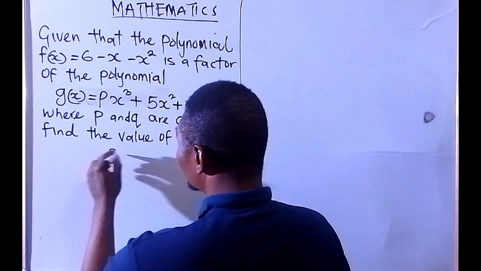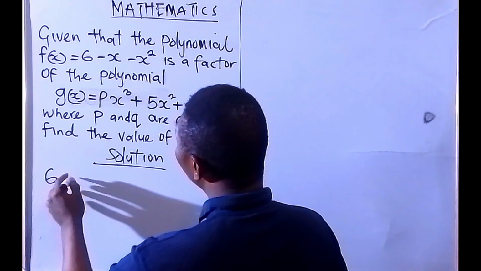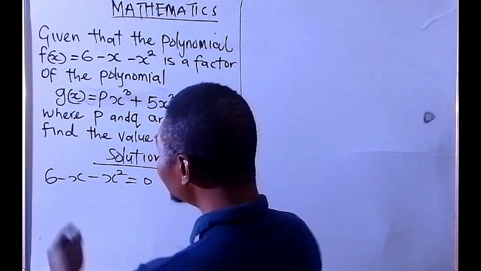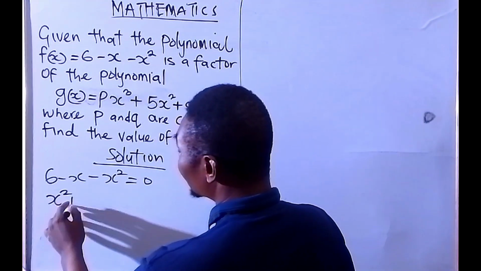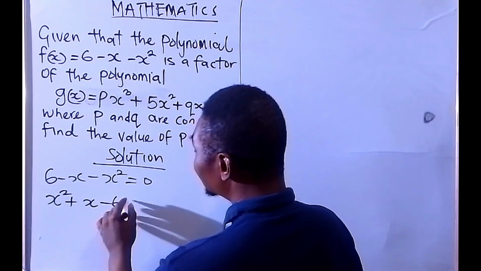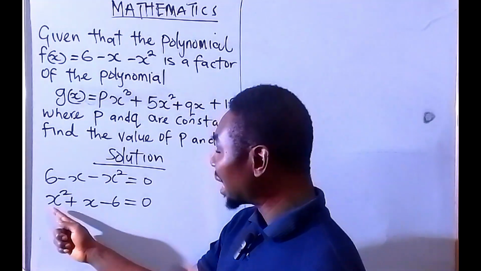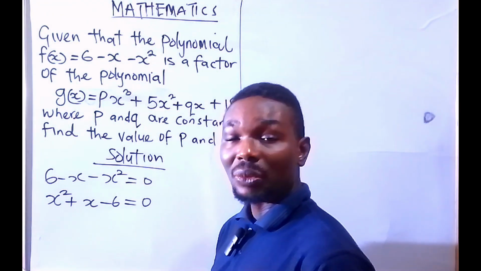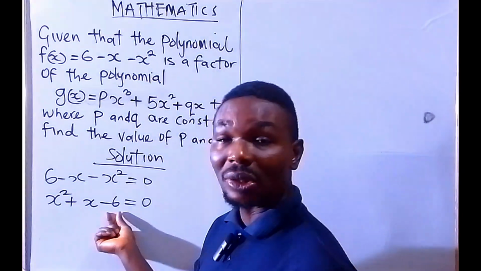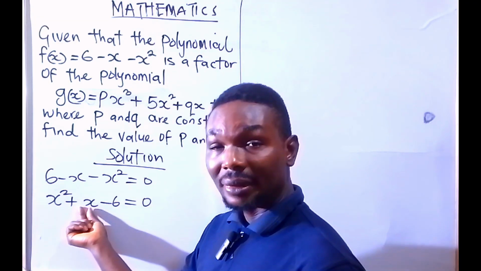So, solution. I have 6 minus x squared equal to 0. If I rearrange this, I'm going to have x squared plus x minus 6 is equal to 0, so that we can be able to factorize easily. That's why I rearrange the quadratic equation. So to factorize this, we need just two factors such that when you multiply, it will give you minus 6. When you add those two factors, it will give you 1, that is positive 1.